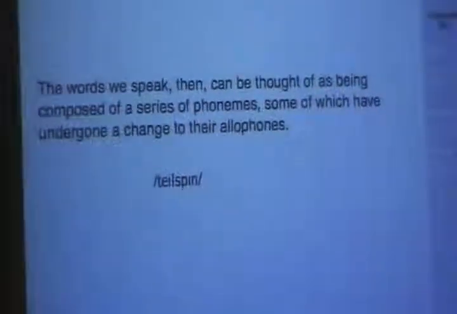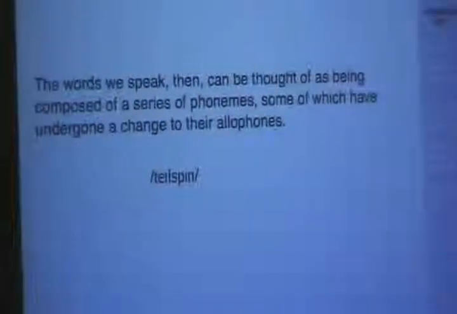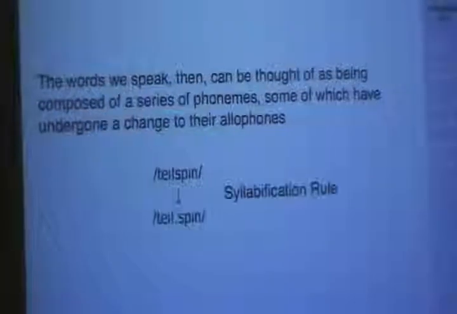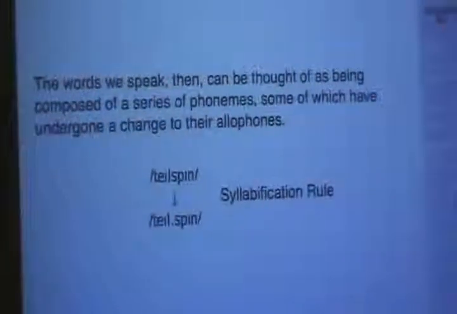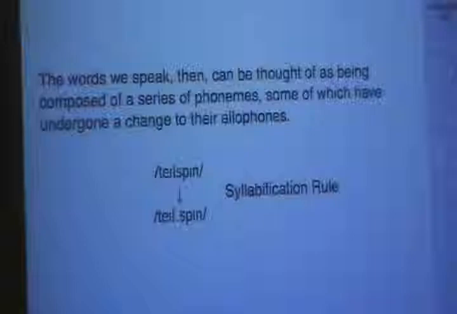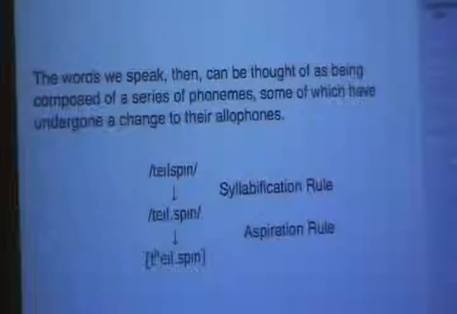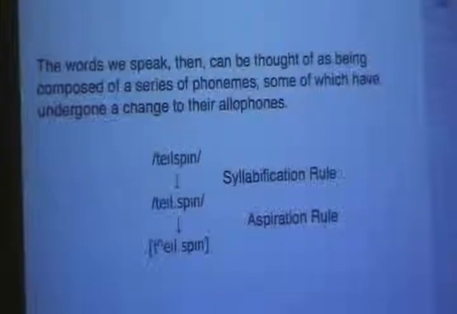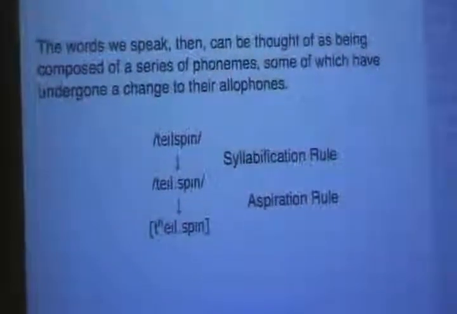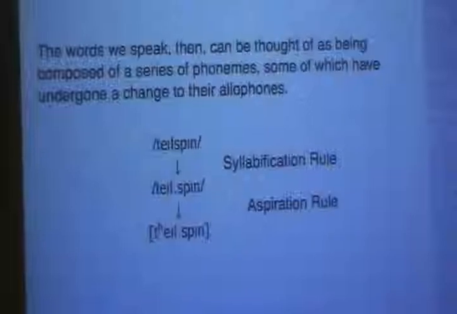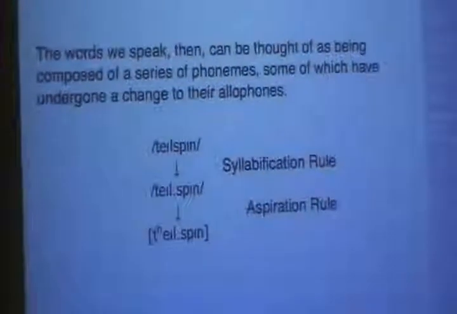Okay? So finally, let me show you. So like for instance, here's what we're saying. This word is made up of these phonemes. That's what's in your head. That's what you memorized when you memorized this word. But to say it, first a rule comes in and tells you where the syllables are. And now, second, a rule comes in and tells you which of the voiceless stops get aspirated. And this is what comes out of your mouth. Tailspin. Not tailspin.